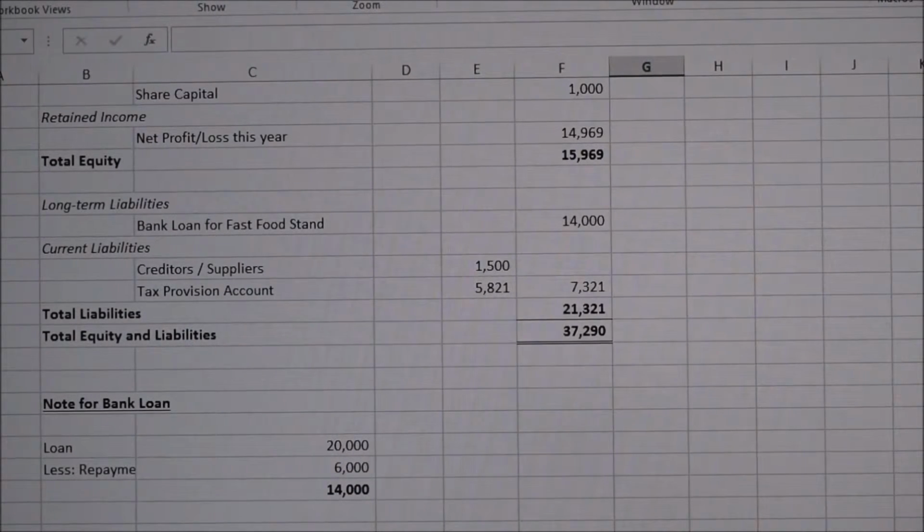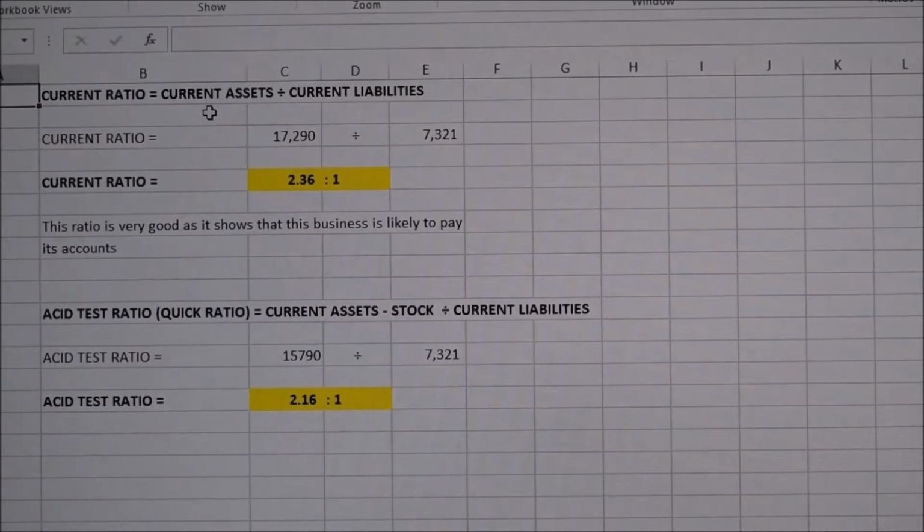So to calculate your current ratio, you take, if you can recall, current assets divided by current liabilities. And you will see that this ratio amounts to 2.36 to 1. This ratio is very good as it shows that the business is likely to be able to pay all its accounts.